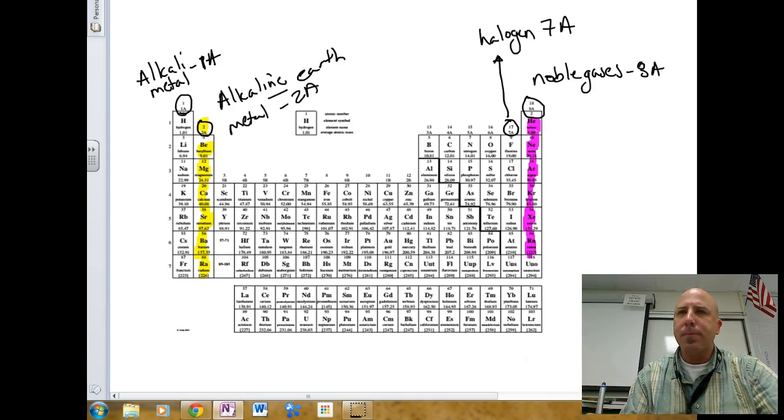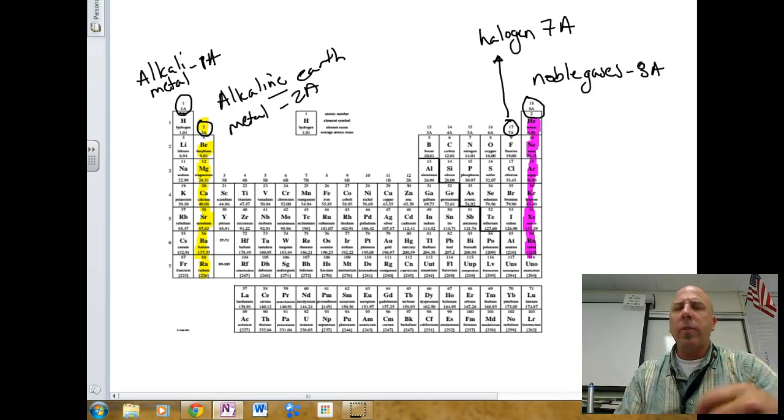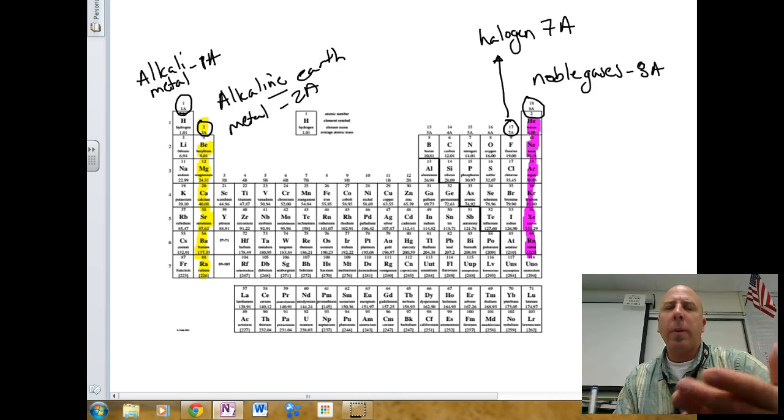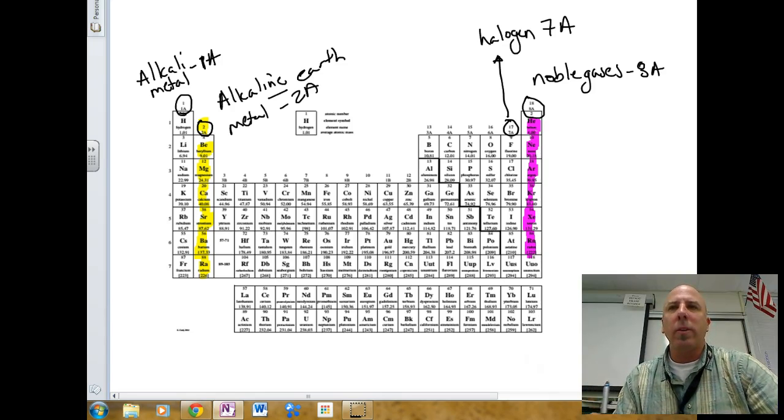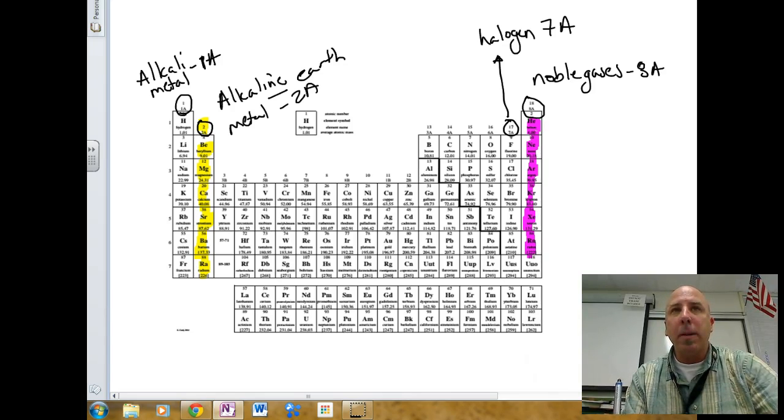6A, we don't necessarily ask you to know that, but they are called chalcogens. But we just sometimes call them 6As and 5As and 4As and things like that. A couple other designations that we need to know about. If you are in the middle of the periodic table, so we'll take everybody here in the middle of the periodic table, all of these guys right here, we call these guys transition metals.